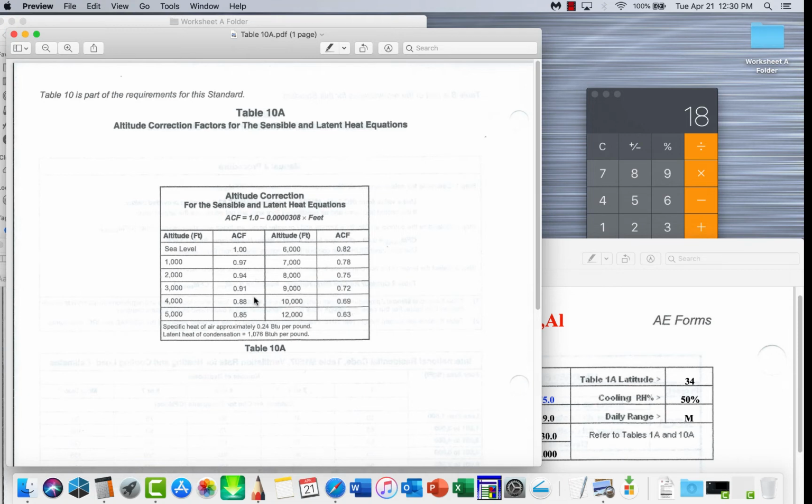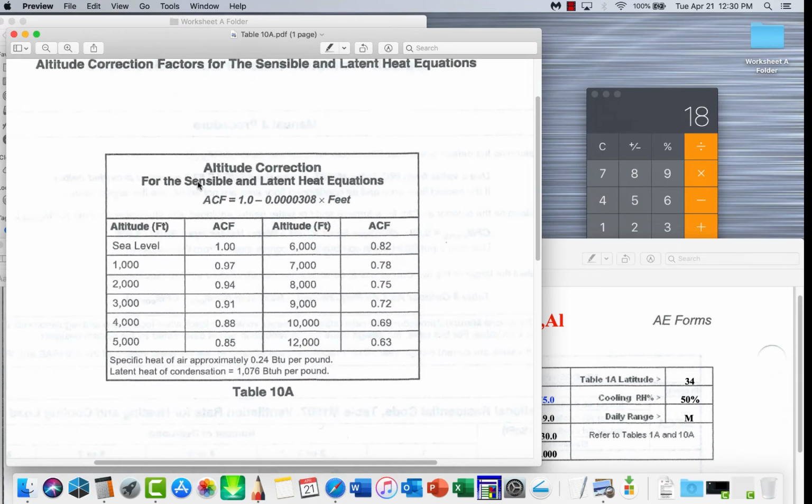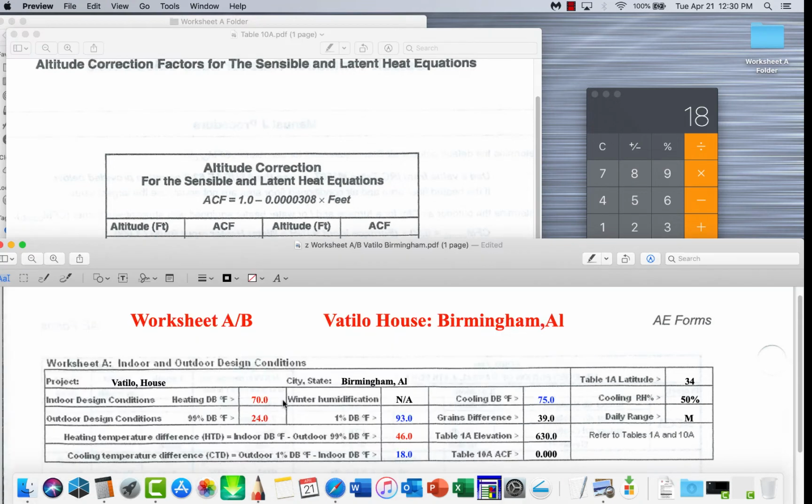And basically, like I said, this is air. You know, how dense air is packed into an area. This is basically a correction for that. So there's a simple calculation right here. Let's just zoom in on that. 1 minus 0.00000308 times the feet. Well, our feet was 630 feet, elevation right here.